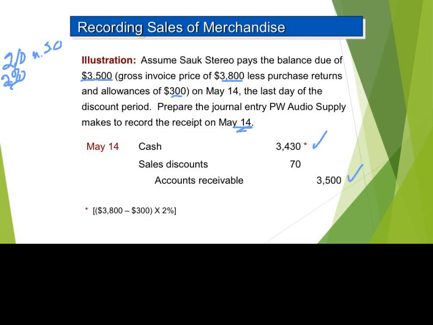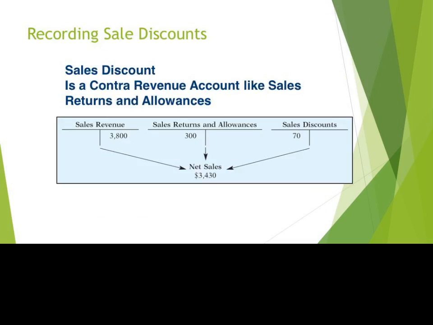I recognize the amount of money they give me. Now they're not paying me the $3,500. They are going to take a 2% discount. They're paying me $3,430. And that discount we put into another contra revenue account called sales discounts. And that goes over here. And that's how I record the receiving of money on a discounted basis from a customer.